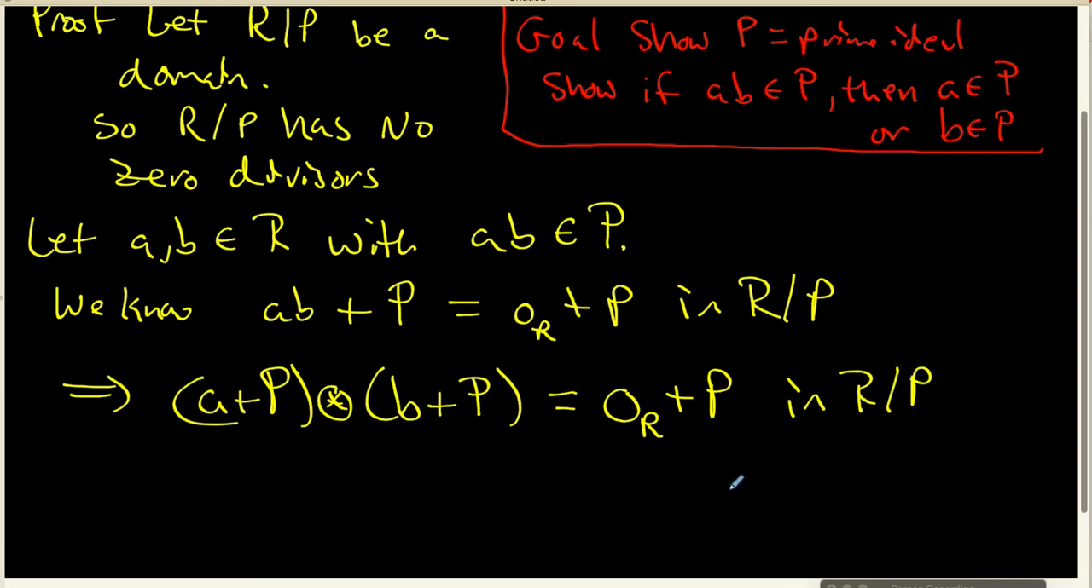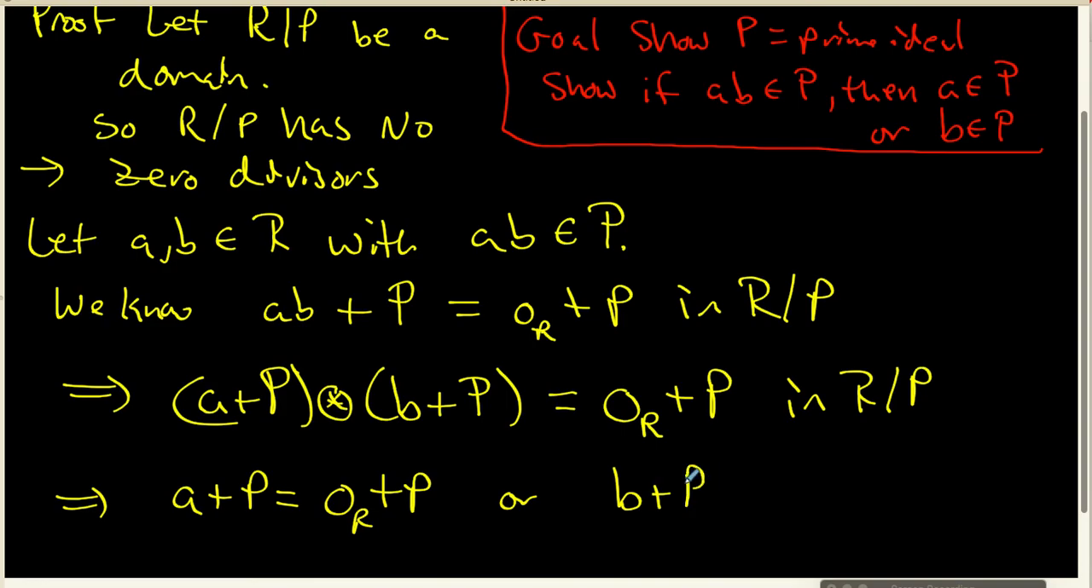But R mod P has no zero divisors. Remember that? That's our hypothesis up here. So this particular equation inside R mod P says either A plus P is equal to zero plus P, or B plus P is equal to 0 plus P. And I know this because R mod P has no zero divisors.